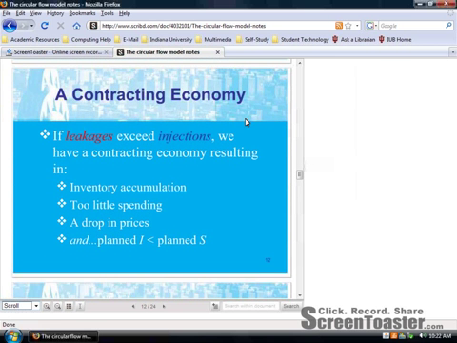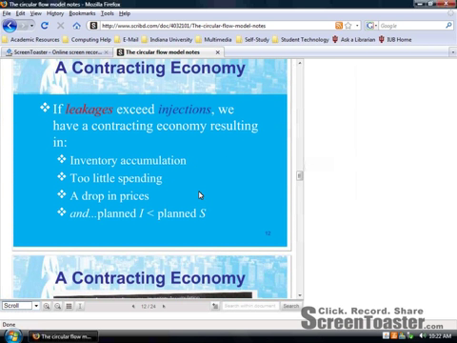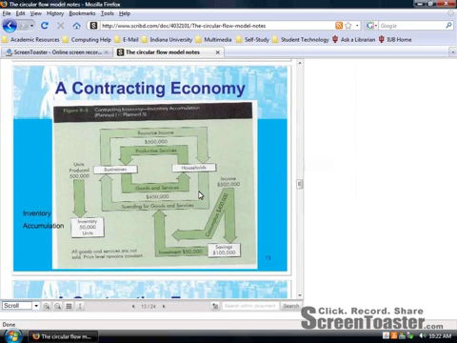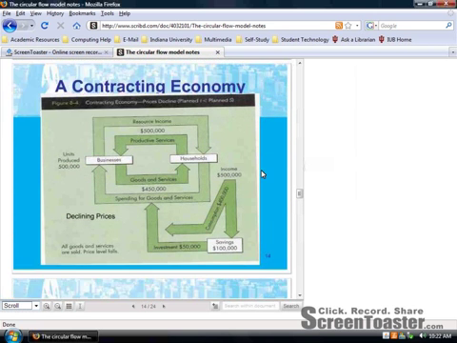A contracting economy. If leakages exceed injections, we have a contracting economy resulting in inventory accumulation, too little spending, a drop in prices, and planned I is less than planned S. Here's a diagram of a contracting economy. And one other one, you can see the declining prices here.